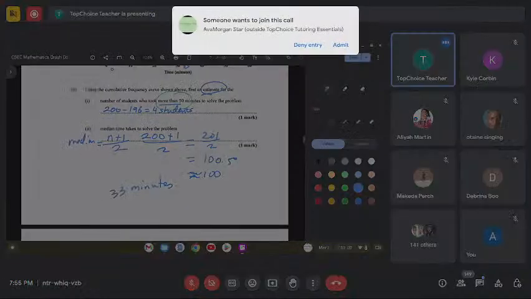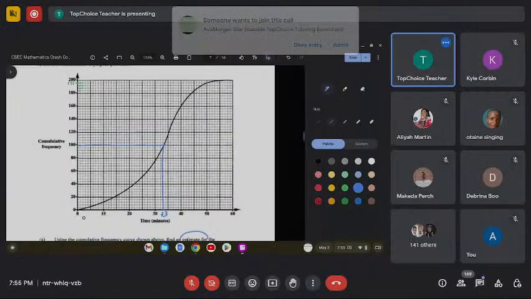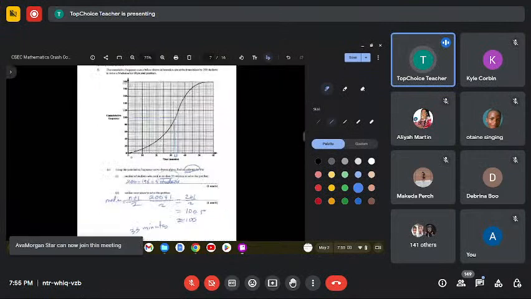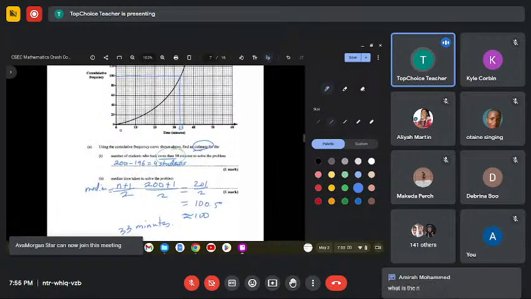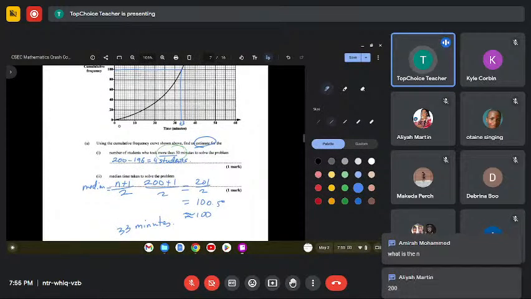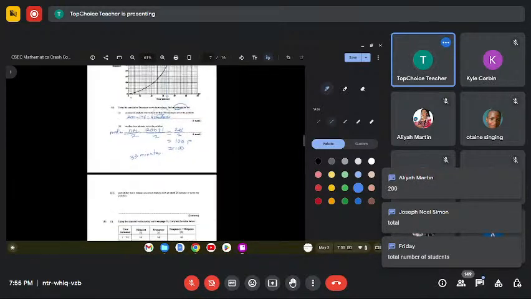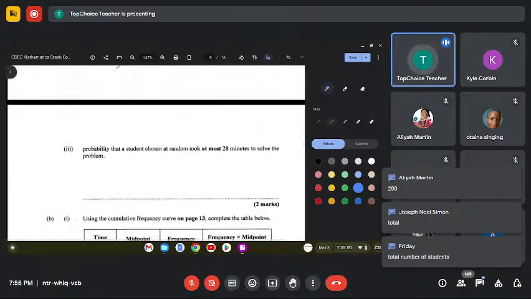That's it. These are not difficult concepts, okay? These are using your cumulative frequency curve to answer basic questions. Make sure you can do that. Notice drawing a cumulative frequency curve is not the only thing you need to know. You have to be able to use your curve. And that is what they are testing you on here. Last question for this part.